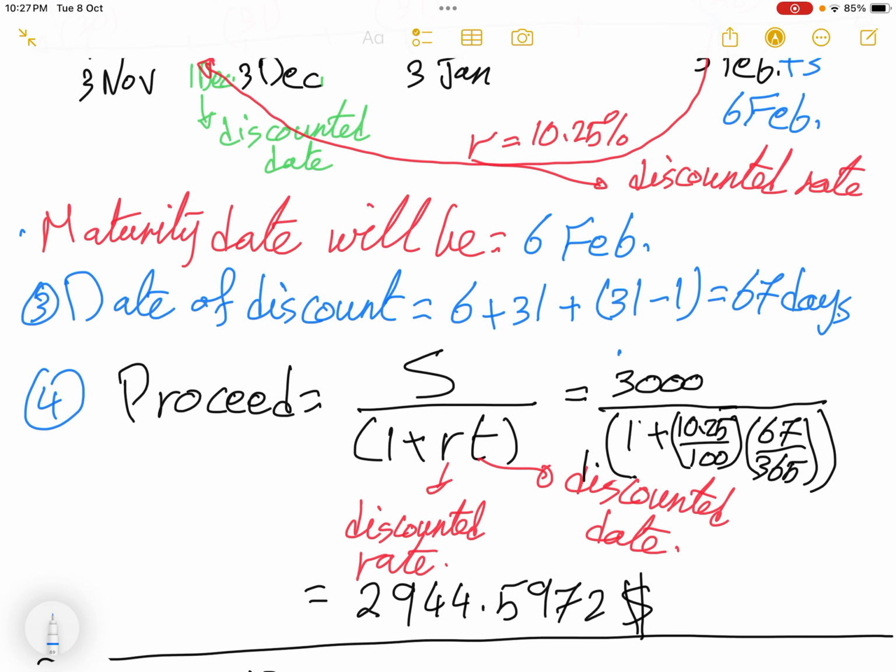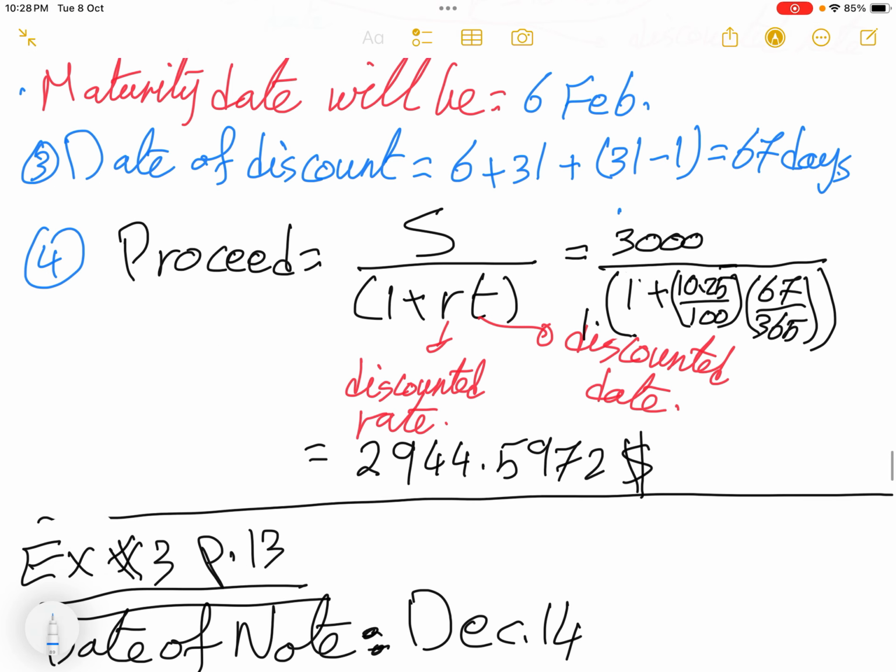Proceed equals S over 1 plus RT. T discounted, R discounted. R is 10.25 over 100, which is given. T is 67 over 365. Then we will have proceed 2,944.5772. Notice that S is always greater than B.